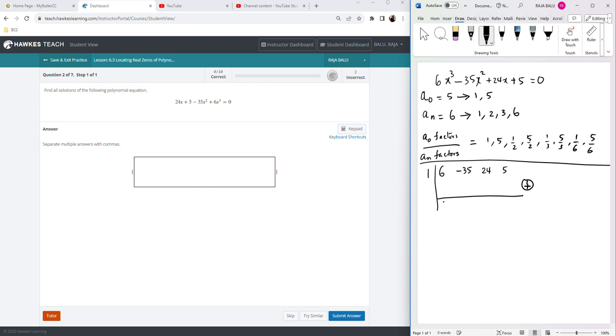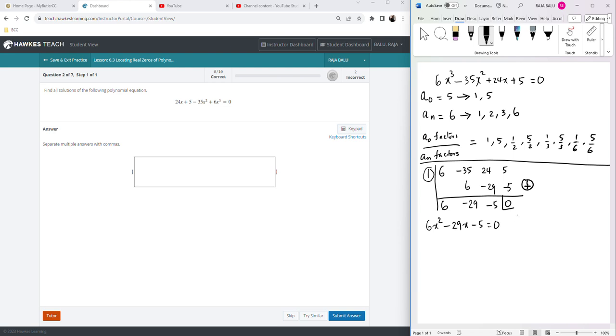So with plus 1, copy the first number down, 6. Negative 29 times 1 is negative 29. Then negative 5 times 1 is negative 5. They add up to 0. Wonderful news, we got a zero, which is x equals 1. So the leftover is 6x squared minus 29x minus 5 equals 0.